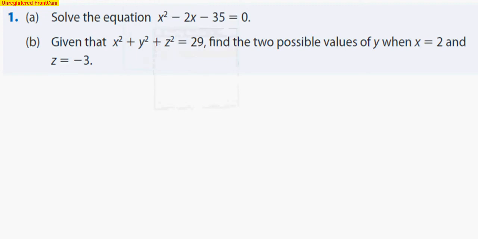Okay, so what we're doing next is Chapter 8. Chapter 8, test yourself on algebra, okay? So the first question is solve the equation x squared minus 2x minus 35.